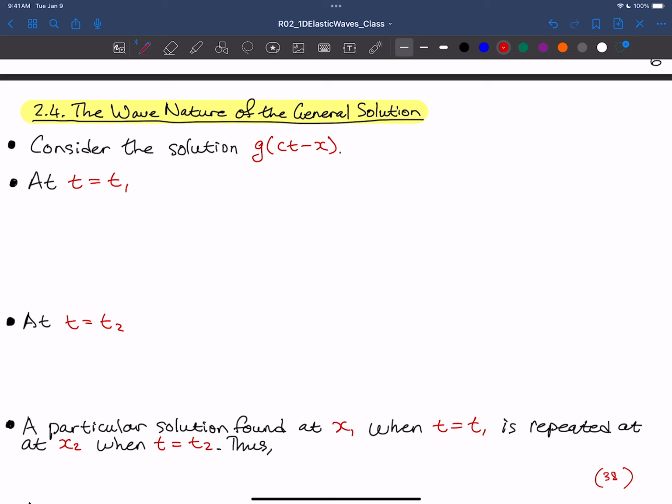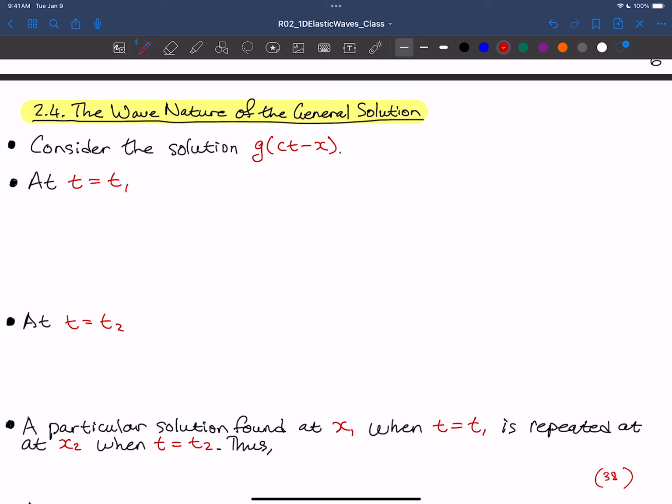In this lecture, we're going to talk about the wave nature of the general solution for the elastic wave equation. So we're going to consider here just a general solution g of ct minus x. This is equivalent to x minus ct. You can use either of these.